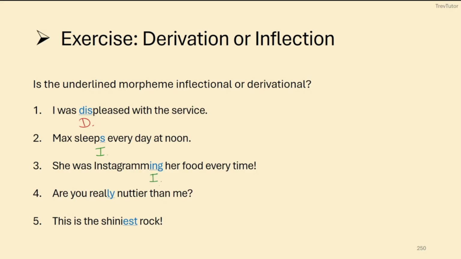This is inflectional. Are you really nuttier than me? Okay, what is ly in this case? It's taking an adjective real and then converting it into an adverb. So because we have a category change, this is going to be derivational. And for the fifth one, this is the shiniest rock. We're talking about which rock out of many is the shiniest. So this is the superlative, and this is inflection.